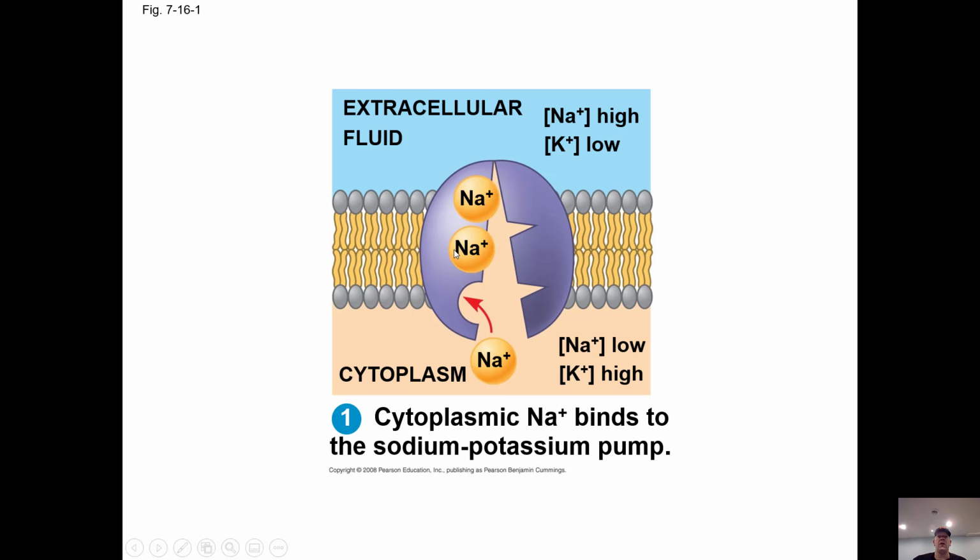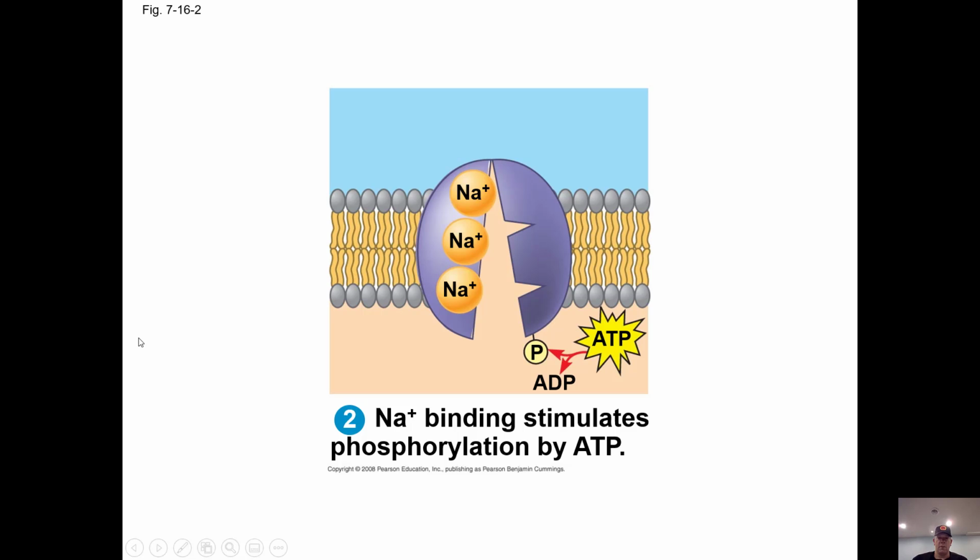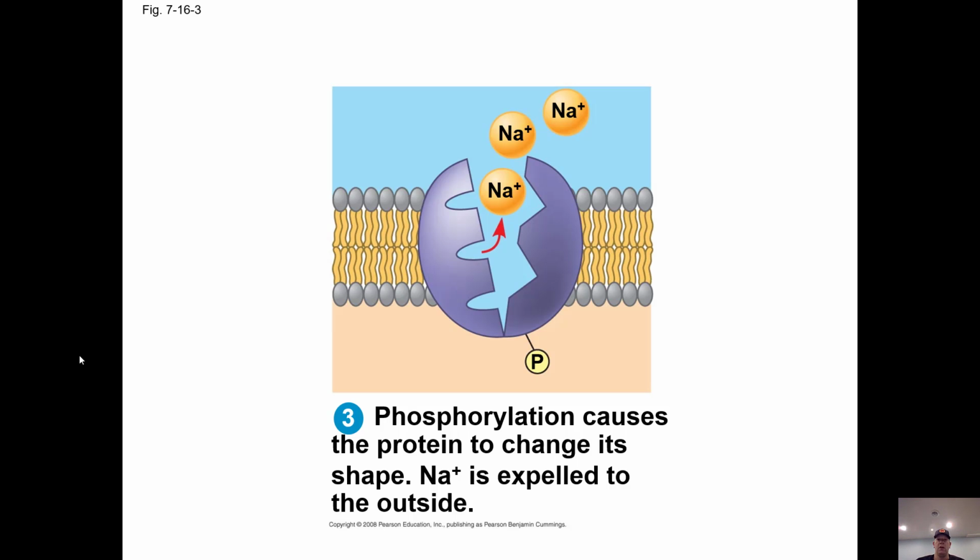So once all 3 of these sites get filled up, the pump gets phosphorylated with ATP. So there's your ATP down there. All right, it donates a phosphate and turns into adenosine diphosphate. What that does is it changes the 3-dimensional shape of the protein, and it kind of closes on the bottom end and opens on the top. Boink. And due to the 3-dimensional change in shape, that kind of kicks the sodium out of the pump.